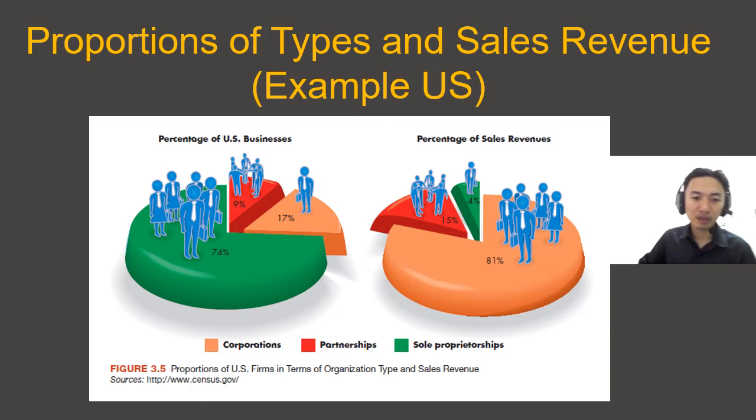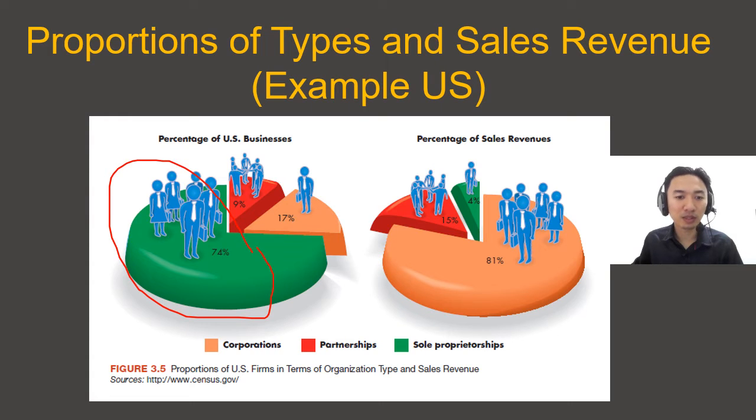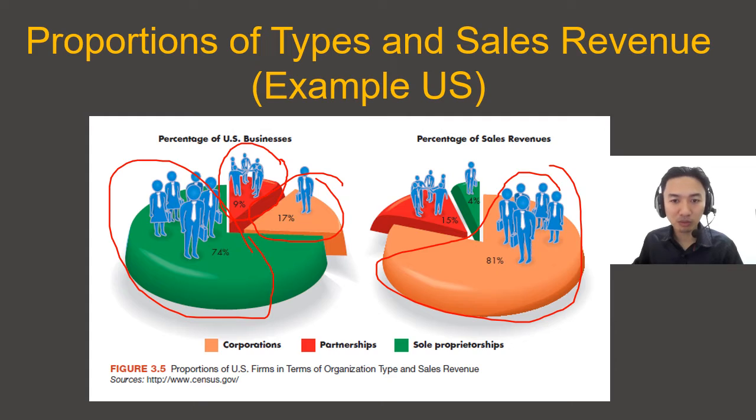You also have to understand that in most countries, even in the US and in Malaysia, the most popular form of ownership is sole proprietorship, followed by corporation, and then general partnership or partnership is the least popular form of owning a business. However, in terms of sales, corporations actually have more sales compared to partnerships, which is 15%, and sole proprietorship, despite being the most popular, generates the lowest amount of sales.